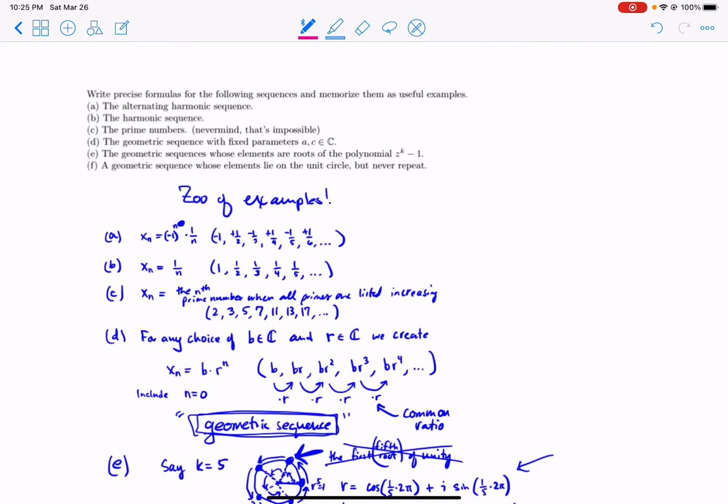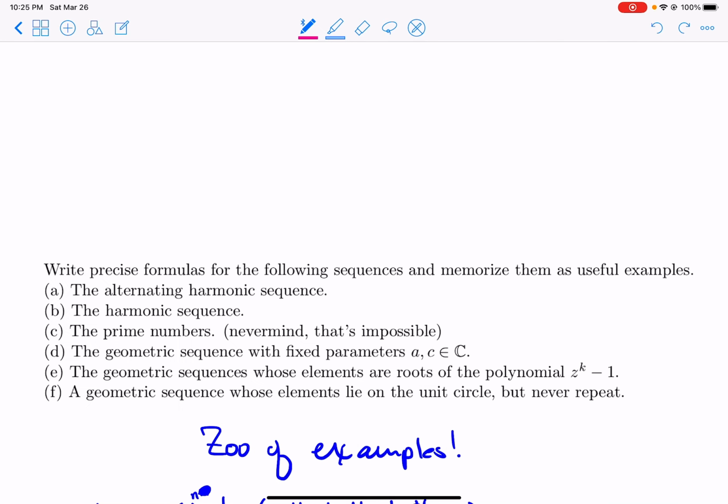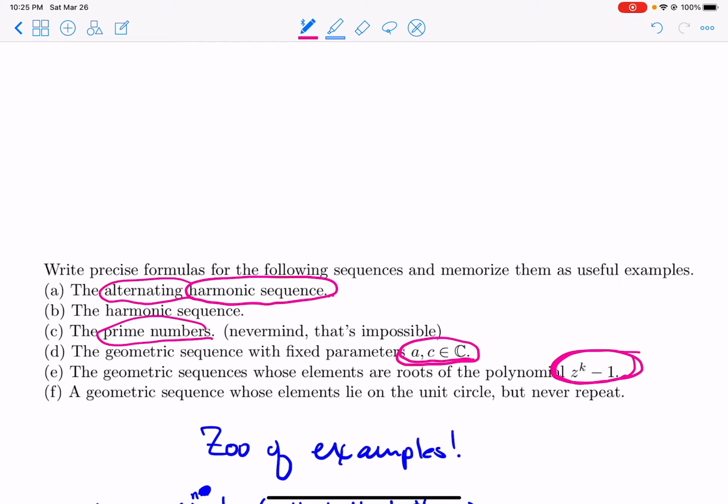Is that it? Harmonic? Yeah, okay, so quiz yourself. Do you know what the harmonic sequence is? What the alternating harmonic sequence is? Can you give formulas? Oh yeah, prime numbers, that one not so much. But then geometric sequences. How about a geometric sequence that will repeat and give you the kth roots of unity? And then what about one that never repeats?